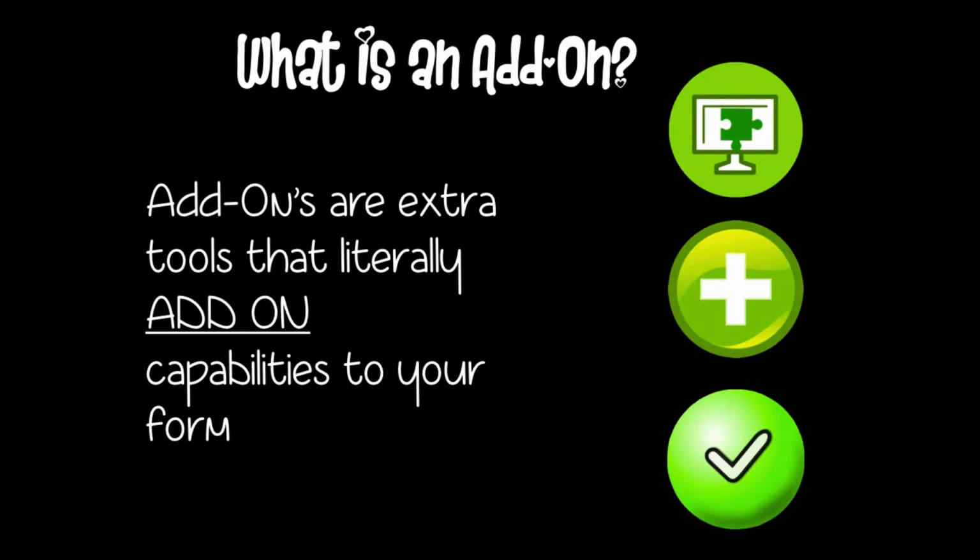So, if you've never used an add-on before, add-ons are extra tools that literally add on capabilities or value to your form. They're just little extra tools that you can completely customize. So you may have different add-ons than someone else because you use this add-on for your particular job description, and they may have different ones than you do. So they're completely customizable, completely up to the user, but they all add some sort of capability to your form.